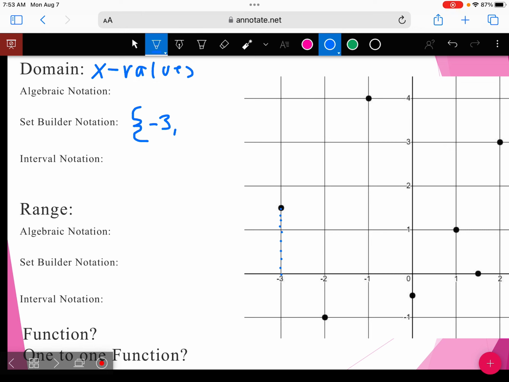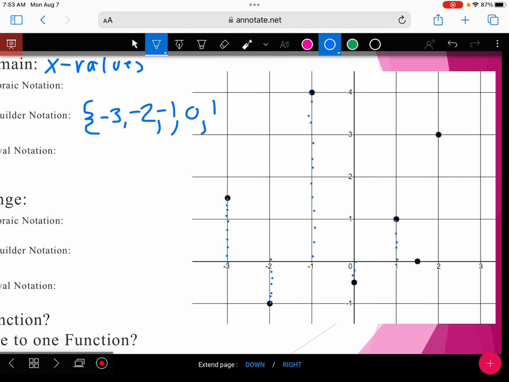-3, -2, -1, 0. Like just straight up list them out. 1. This one we have to estimate, it's about 1.5. And 2.